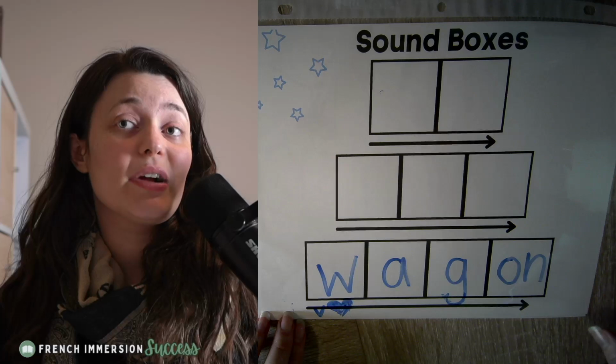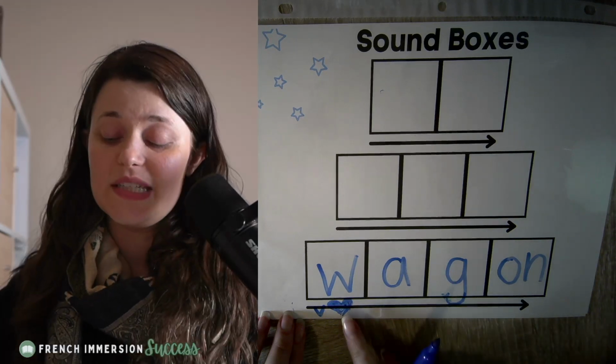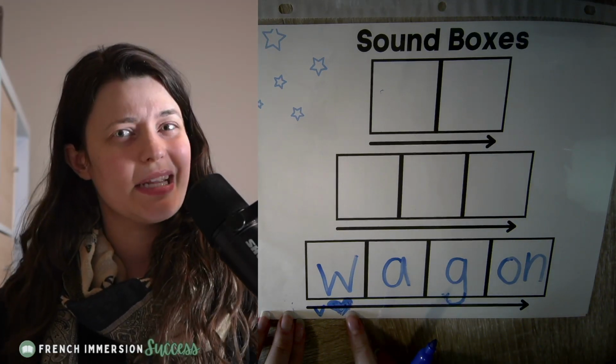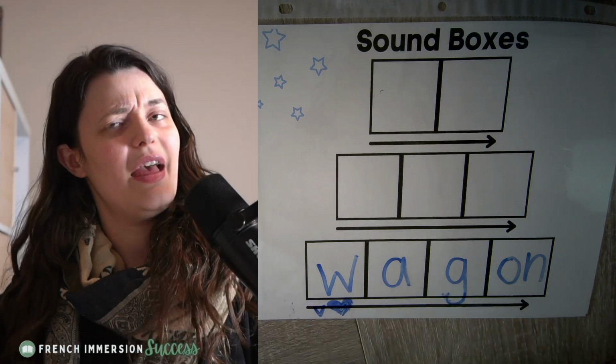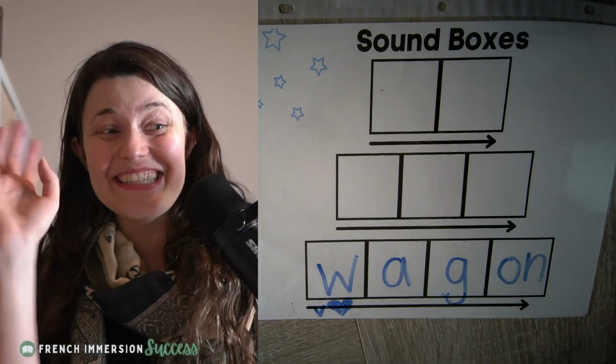So instead of memorizing this entire word, what we can do is just pay attention to this one sound and say, okay, I got to remember that's a V. Wagon. All right. Au revoir.